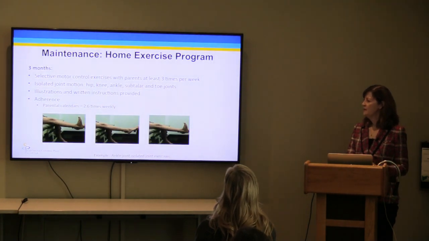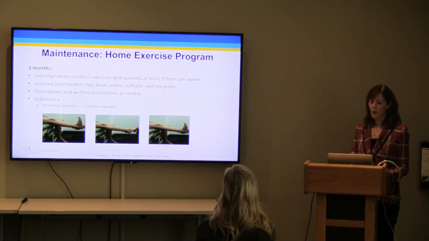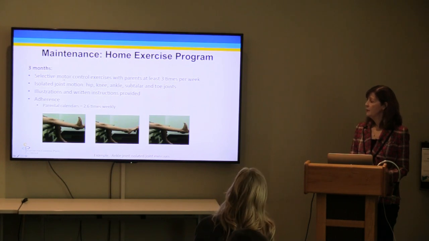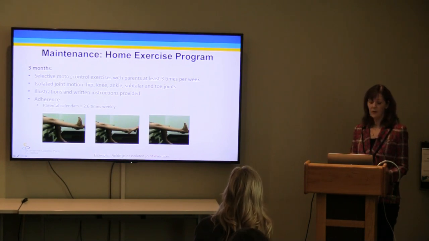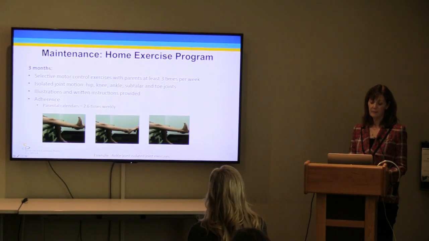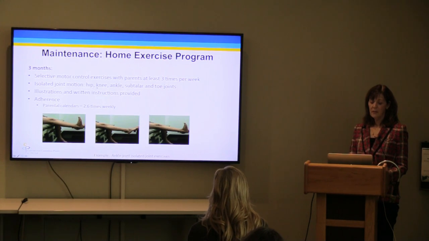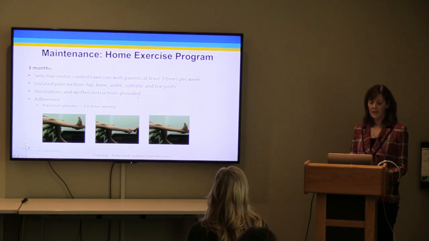So then after we finished the camp, we had 3 months where we wanted to look at a home exercise program to see if we could maintain what they had gained. So they performed a selective motor control exercise with their parents at least 3 times per week is what we asked for, and their isolated joint motion: the hip, knee, ankle, subtalar joint, and toe joints. And this is kind of showing the ankle, dorsiflexing and plantar flexing. We gave them illustrations and written exercises, and their adherence was an average of 2.6 times, so that was pretty good.